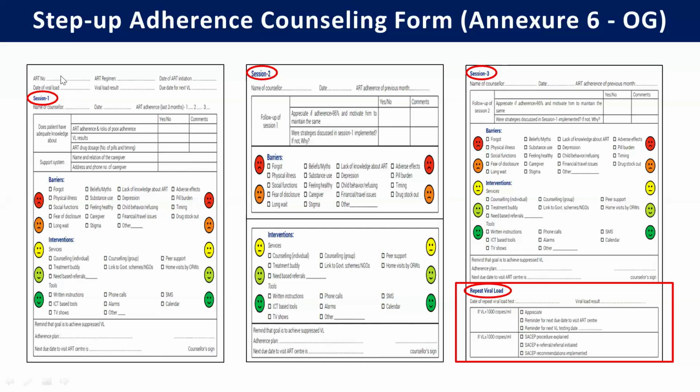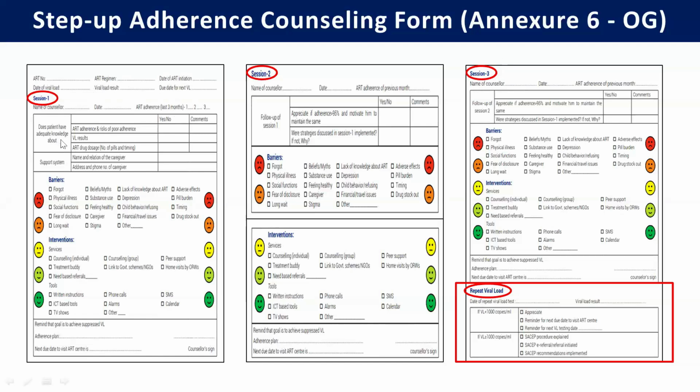So this mentions the ART number, the regimen, date of ART initiation, date of viral load result, and due date for next. All these details are to be filled. Name of the counselor is mentioned, date, and ART adherence in the last 3 months. Again, does the patient have adequate knowledge? So this is the first thing which is mentioned here.